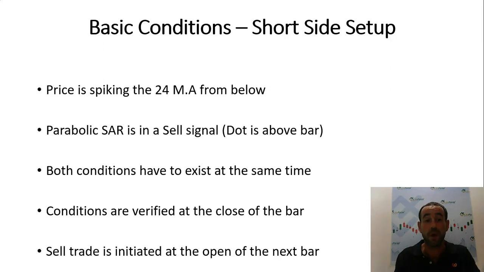Now, obviously, the short side setup is pretty straightforward. Everything to the opposite, right? So in this case, price will spike the 24 from below, and we'll have a parabolic sell signal with a dot above the bar, right? All the rest, obviously, remains the same.